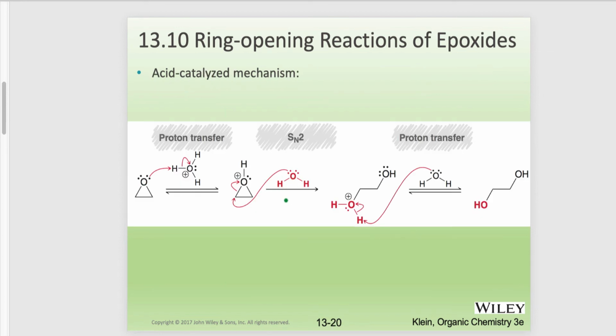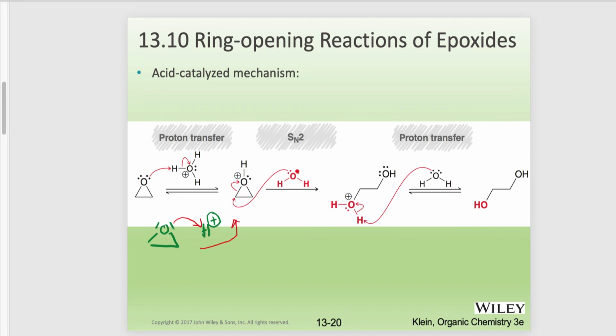Here we see the mechanism that I had just outlined, now written out in detail. Nucleophilic attack on a hydronium ion. You may also draw mechanisms like this. So this is basically the same transformation. So it's a net proton transfer.